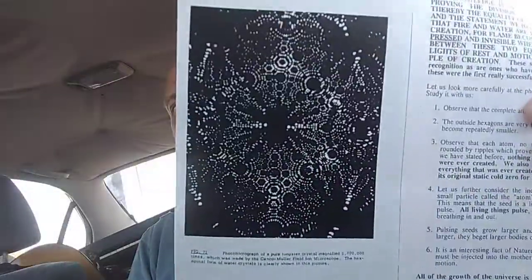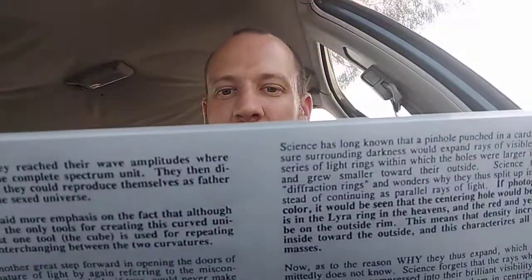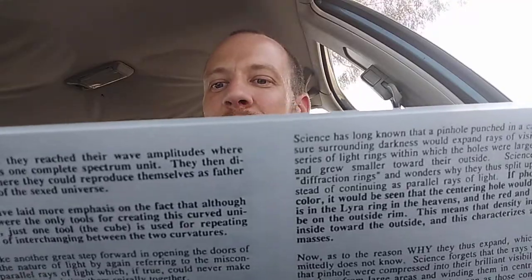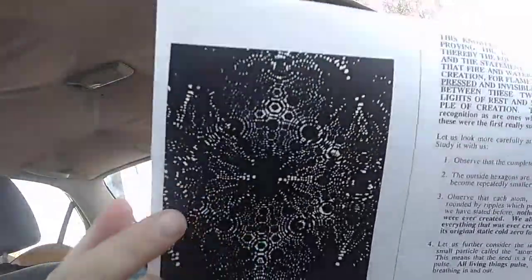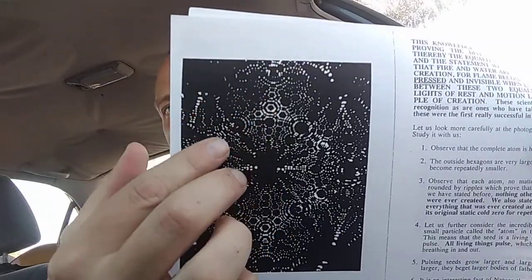Now we say 1. Observe that the complete atom is hexagonal. 2. The outside hexagons are very large and all other hexagons become repeatedly smaller. So you got very large hexagons and then they become smaller.